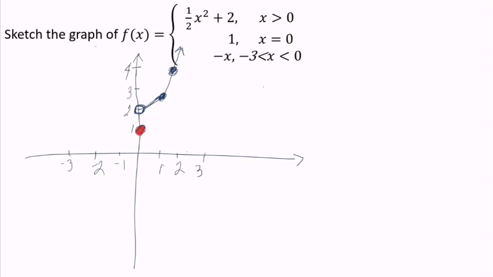Next, for the third rule, if f of x is negative x, then x is greater than negative 3 but less than 0. How do we properly read that? The proper reading here is x is greater than negative 3 but less than 0. So, just plug in x is negative 3. This will become negative times negative 3, that's positive 3. So, it is up here.